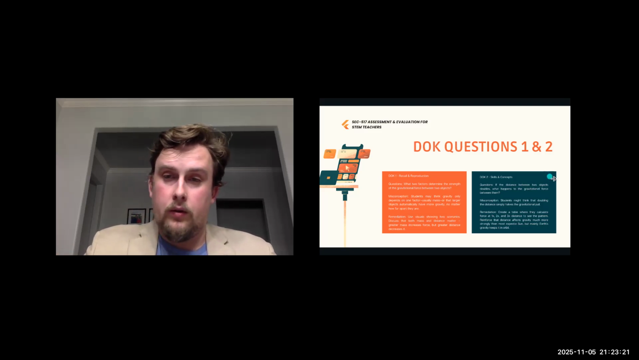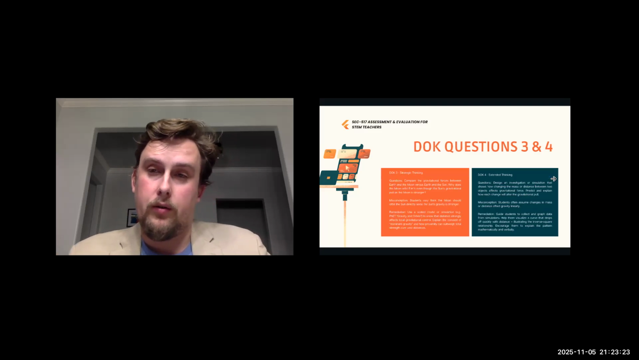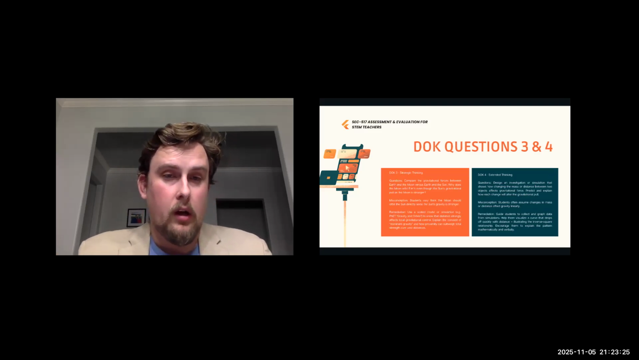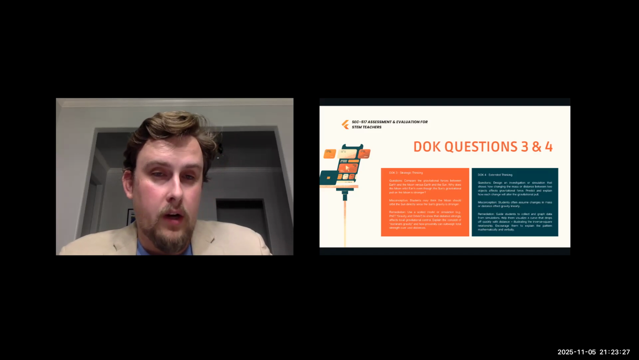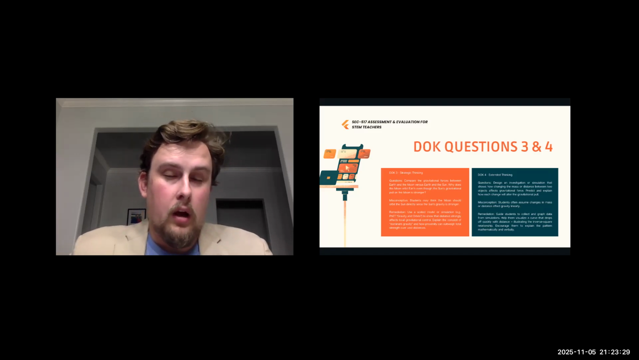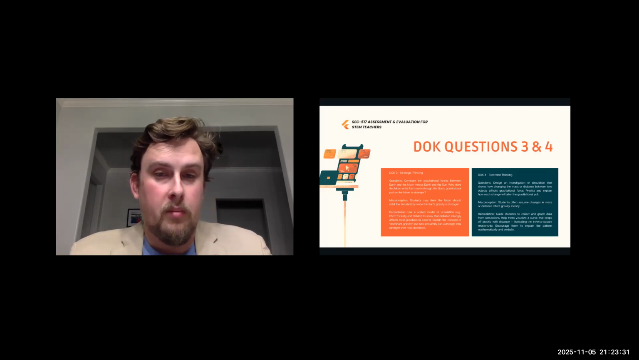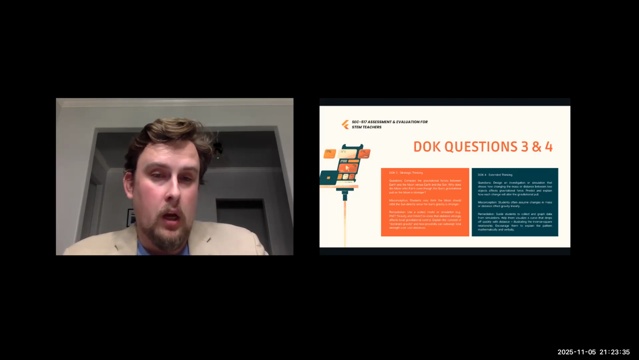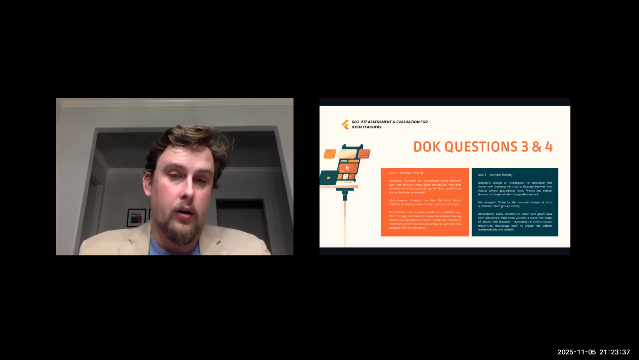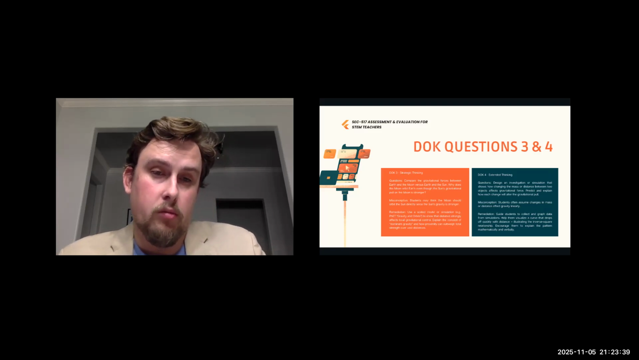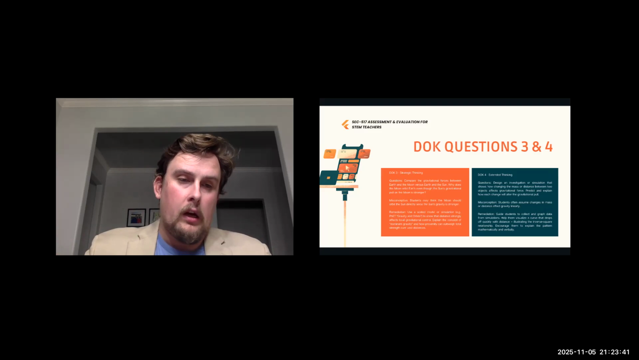Moving on to depth of knowledge 3 and 4 for this concept. DOK3 covers the strategic thinking. And the question that I chose here is compare the gravitational forces between Earth and the moon versus Earth and the sun. Why does the moon orbit the Earth even though the sun's gravitational pull on the moon is stronger?